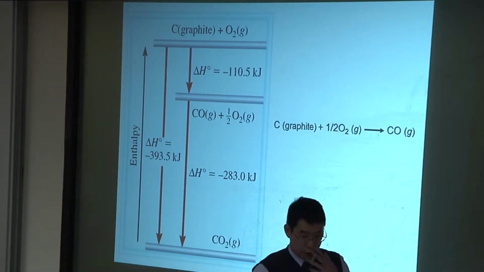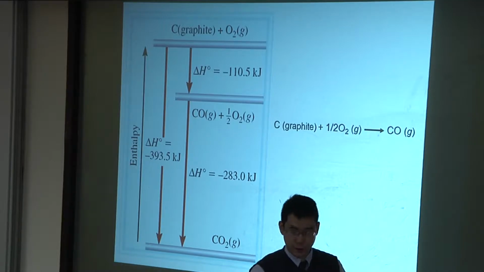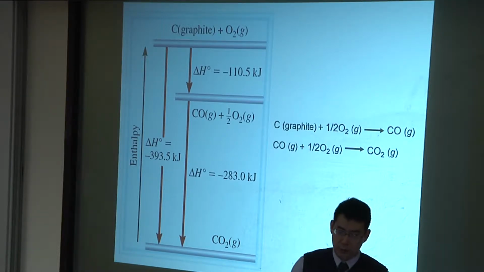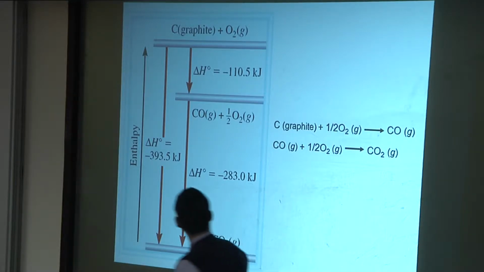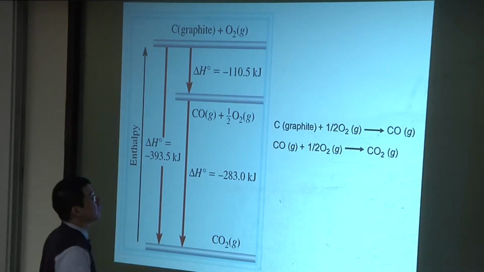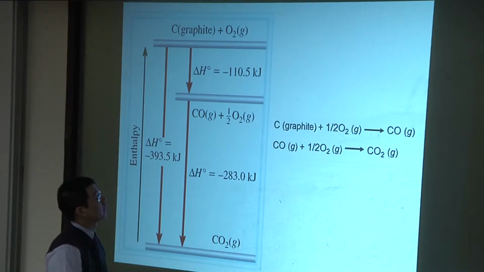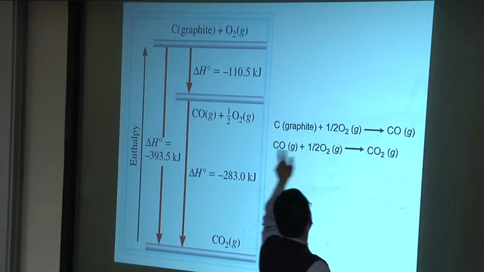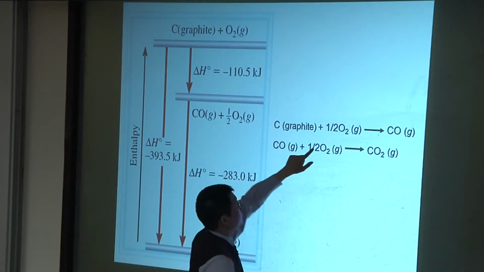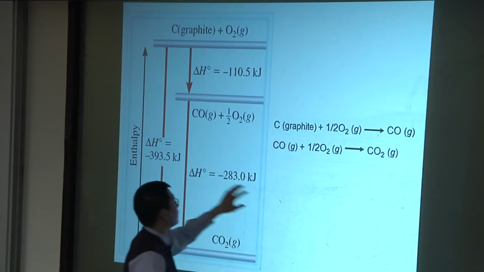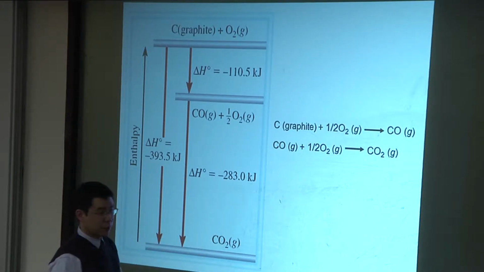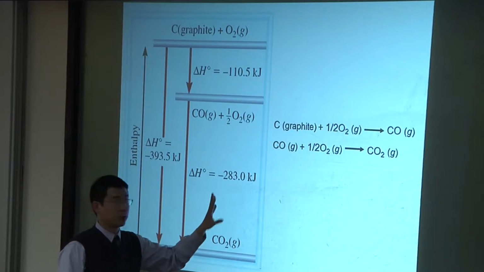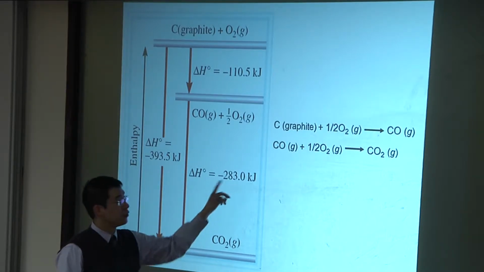If we look at it the way we did at the end of the last class, we'd look at these two reactions. The first reaction goes like this: graphite plus half O2 gives you carbon monoxide. Then carbon monoxide plus another half O2 gives you carbon dioxide. What cancels here? Whatever is the same on the left and on the right is going to cancel. CO is going to cancel.